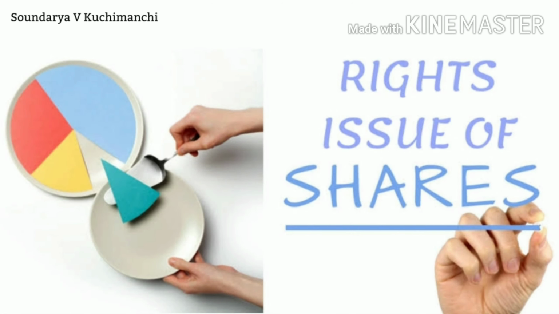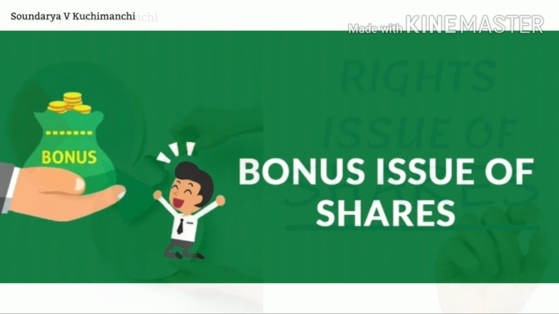Type 2, rights issue. Rights issue is an offer to the company's existing shareholders to buy further new shares of the company at a discount rate. Type 3, bonus issue. Company issues fully paid additional shares to the company's existing shareholders for free. This issue is made from the company's free reserves and securities premium.